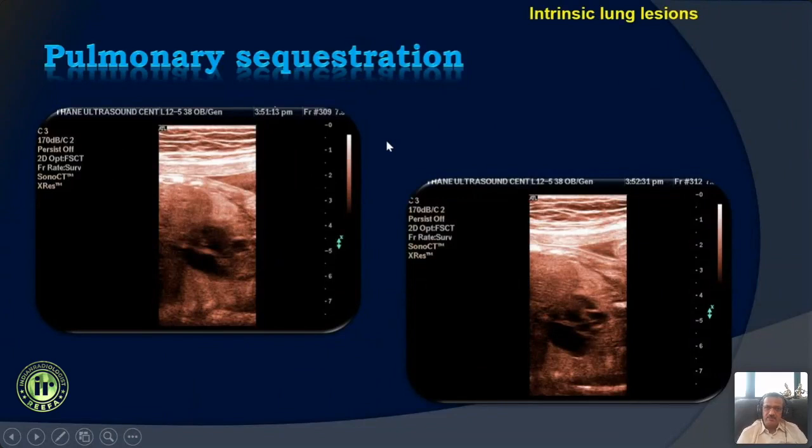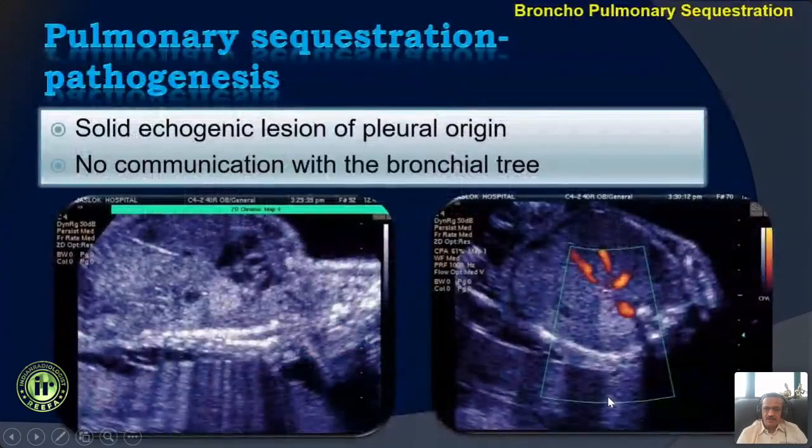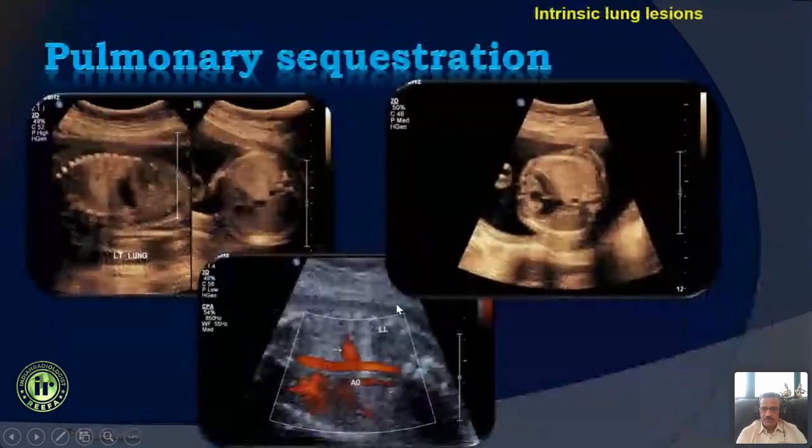Now, as compared to CPAMs, the other pathology which we see is pulmonary sequestration. Now, here typically the lesions could be small. They are very often close to the diaphragm. They're very often sort of triangular in shape. And the diagnostic thing is, of course, a blood flow coming from a systemic vessel like the aorta. So these are solid echogenic lesions. They're thought to be of a pleural origin. And the difference is that there is no communication with the bronchial tree.